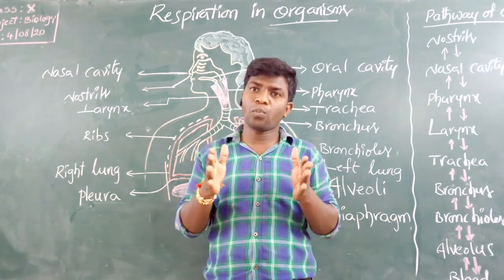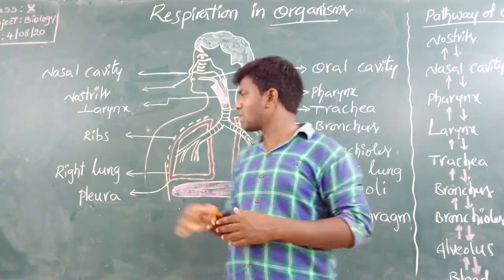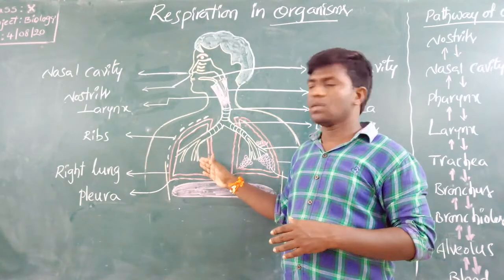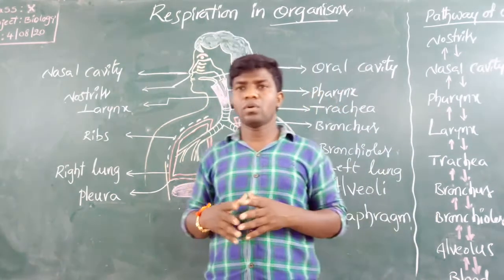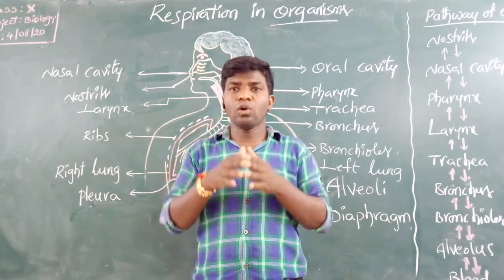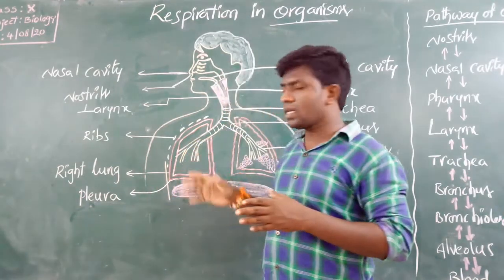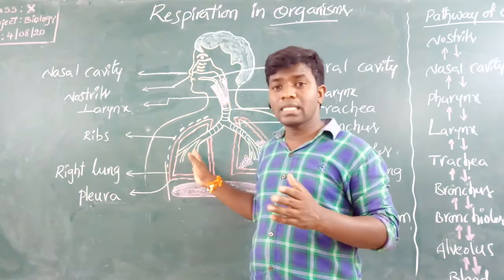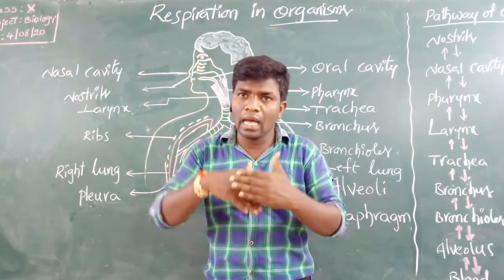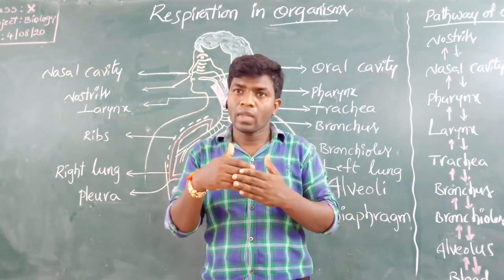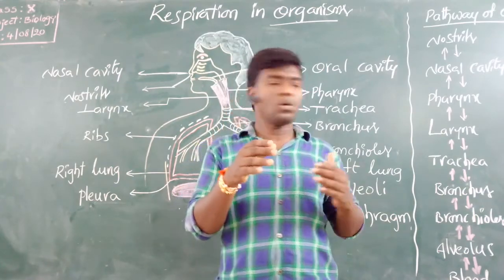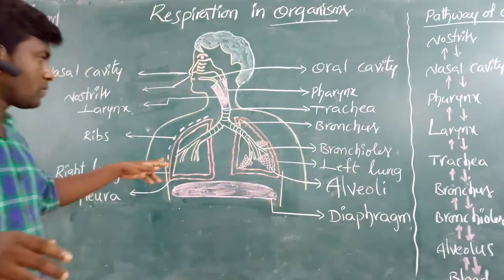The lungs are protected by the rib cage. This pair of lungs is protected by the rib cage. A number of ribs enclose the lungs. Below the lungs, there is a... Once look at the board, all of you.